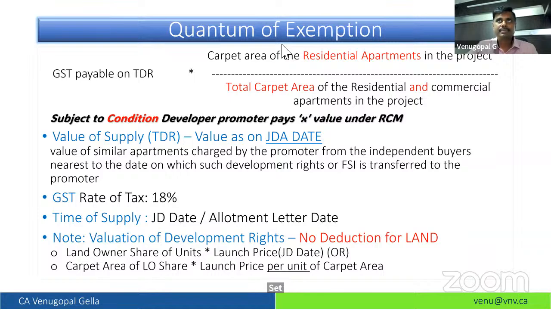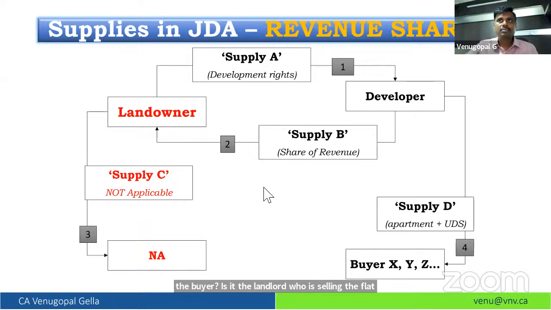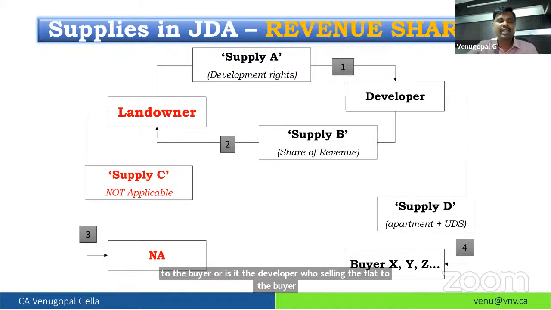Sir, basically in a revenue sharing agreement, who is the person who is actually selling the flats to the buyer, sir? Is it the landlord who is selling the flat to the buyer, or is it the developer who is selling the flat to the buyer? It's clear on the screen. So it is the developer who is selling flats to the buyer.